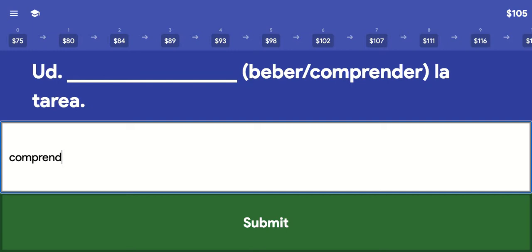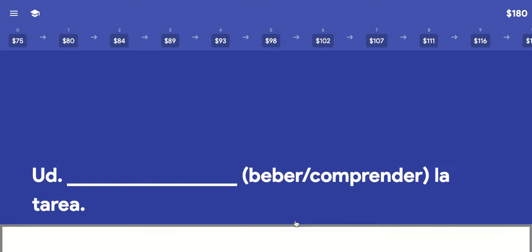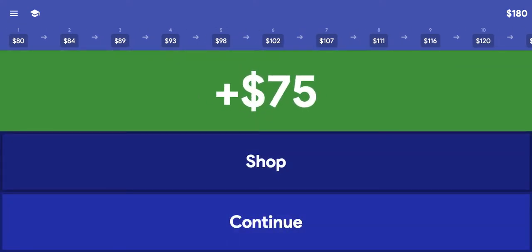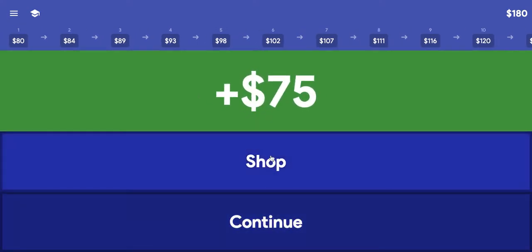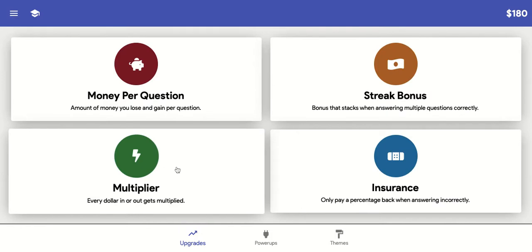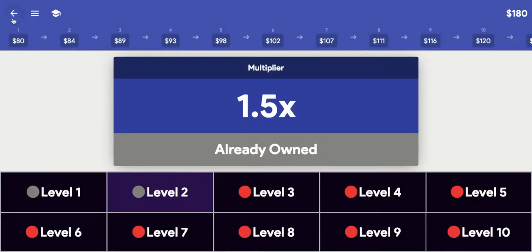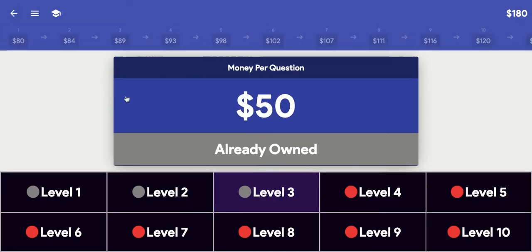Well, if I look at my chart on how to conjugate usted, and if I need to go to my videos from the previous few days, I might find usted has that E ending. So I'm going to go ahead and type E, and I should get this right. And I did, so I got $75, and I immediately go to the shop. I'm going to see if I can buy a higher level multiplier. I can't. Maybe check out money per question. Still can't buy any of those.